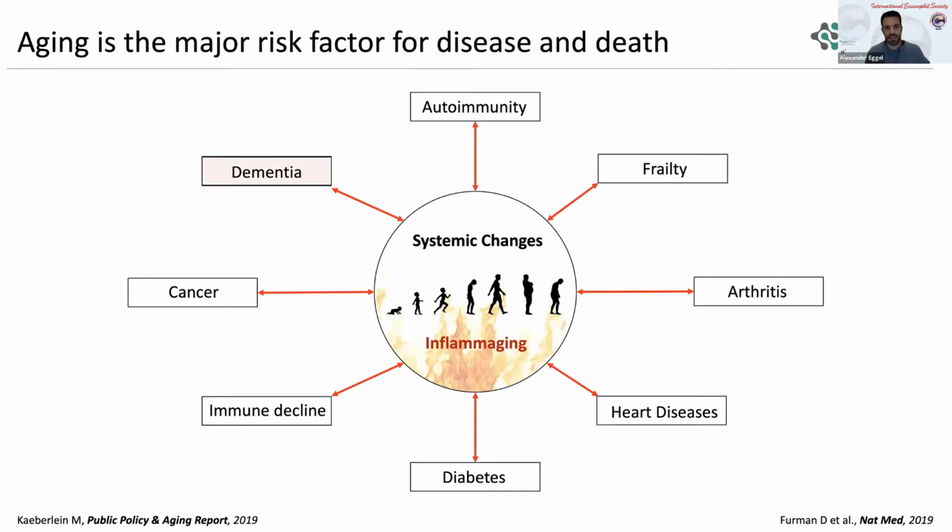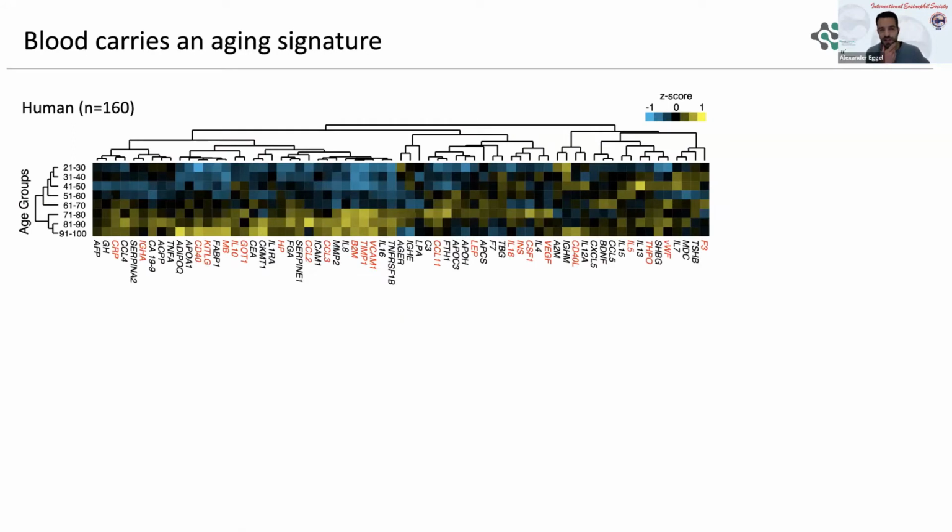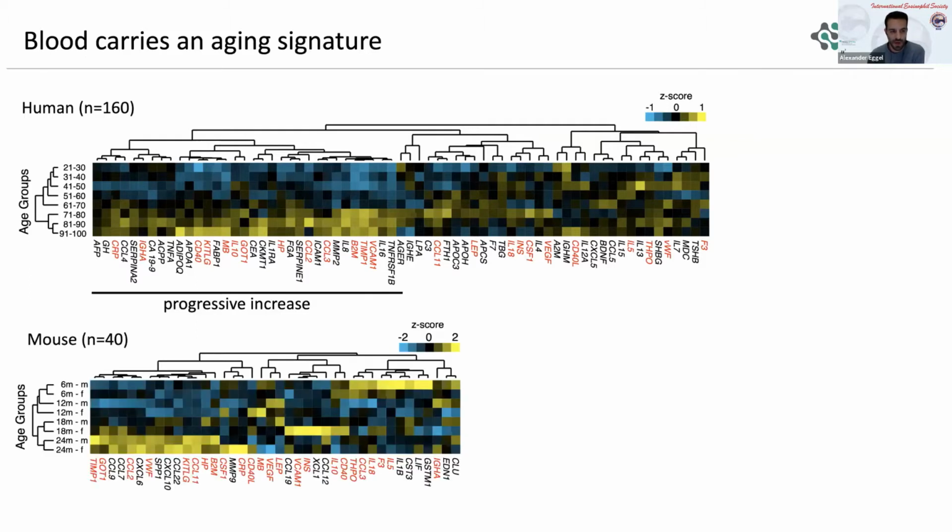So basically what we did is, as a first start, we analyzed serum or blood factors to come up with a sort of an aging signature. And we did this for human blood as well as for mouse blood. Here you see a summary of these measurements, where you can appreciate that in this non-supervised hierarchical clustering, the measurements of those 160 factors in the blood of humans perfectly discriminates the different age groups across the board in humans, as well as here in mice.